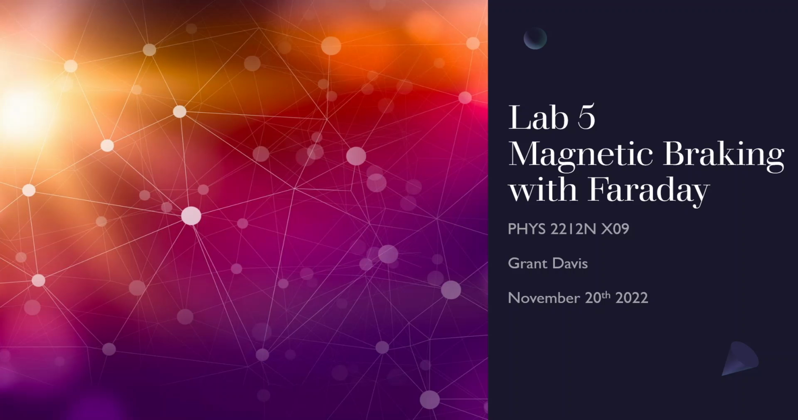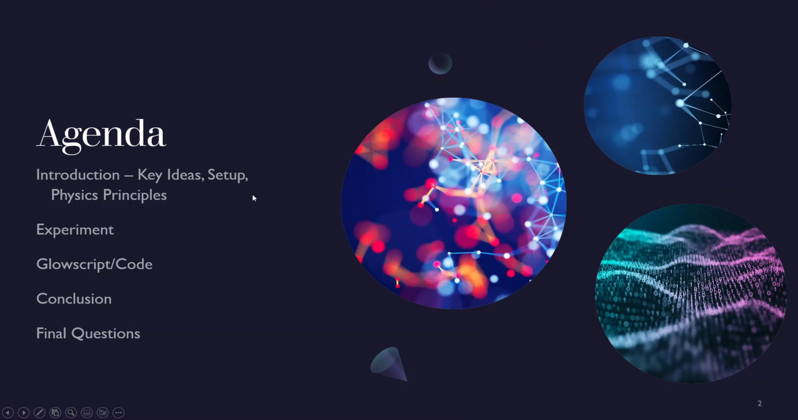This lab was a lab about Faraday's law. We sent a magnet through an aluminum foil and observed what happened after. First, we'll go over an introduction, some key ideas, a setup, some physics principles, an experiment, the GlowScript code, and then finally a conclusion with some final questions.